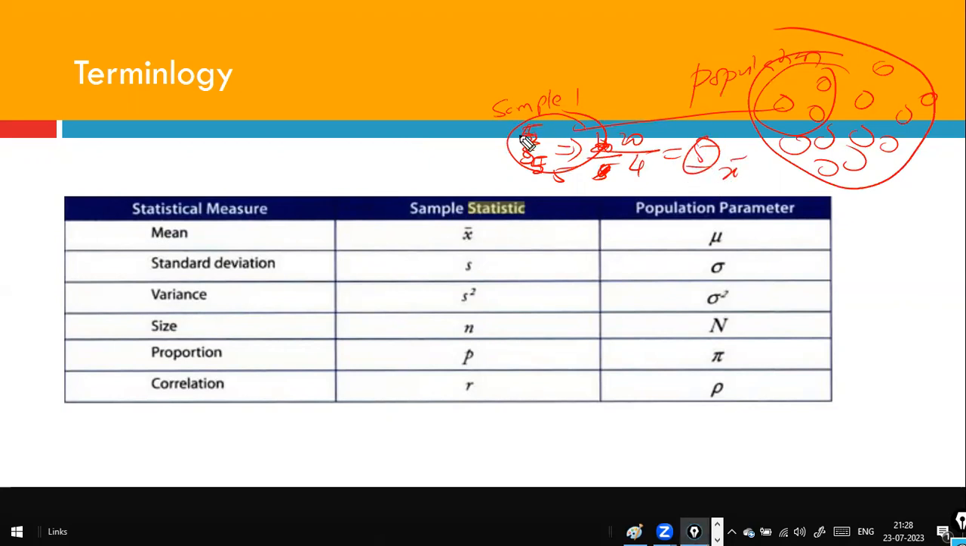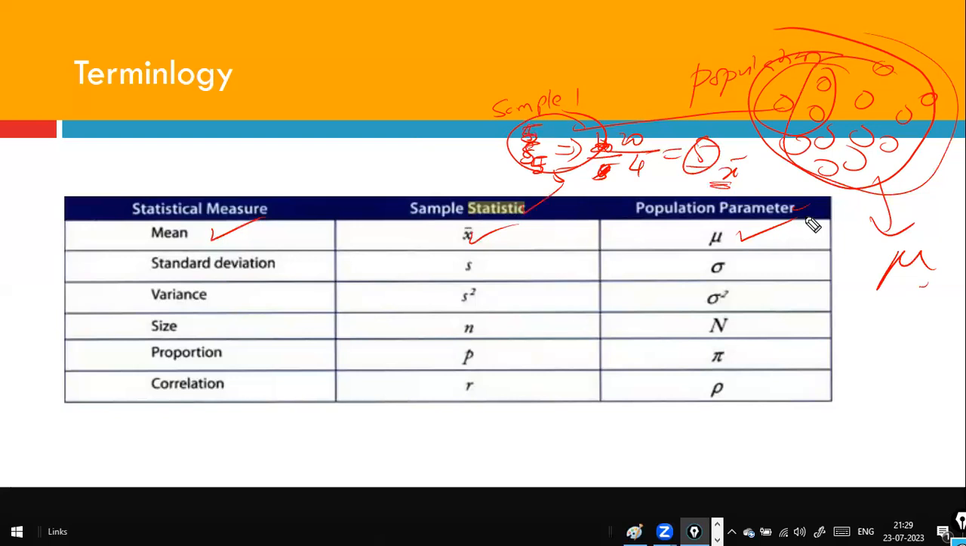This is called your X bar. The sample mean is called X bar, and the population mean is called mu. Mu is the parameter. The sample mean is called a statistic. The population mean is also called a parameter.